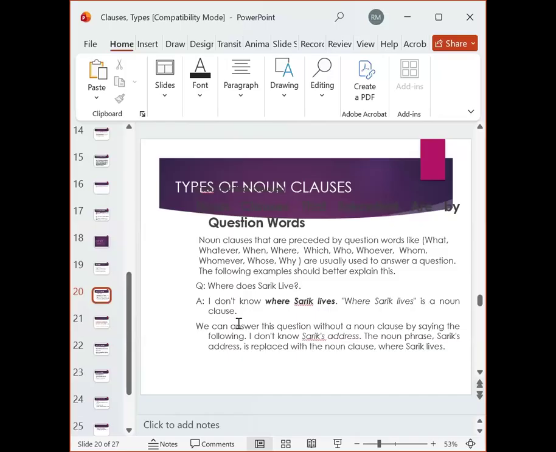Okay. Now, we can answer this question without a noun clause by saying the following. I don't know Sarik's address. The noun phrase Sarik's address can replace that noun clause. So a noun phrase can mostly replace the noun clause. So if that clause cannot be replaced with a noun phrase, then maybe it is not a nominal clause.